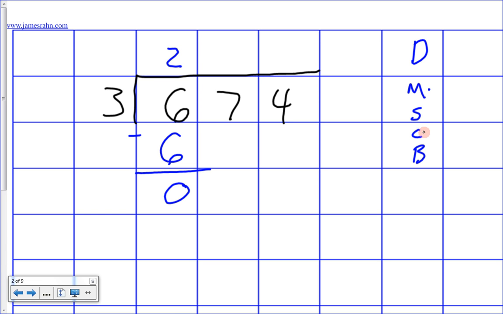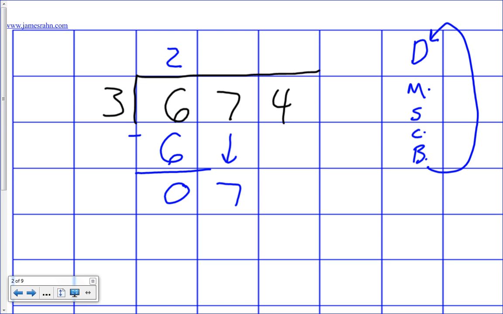Check. At this point, what I'd like you to do is make sure that after you subtract, what you're left with is less than the divisor. So 0 is less than 3. We are good. I'm going to bring down 7. When you get to the bottom of the list, that's when you come to the top and you repeat.